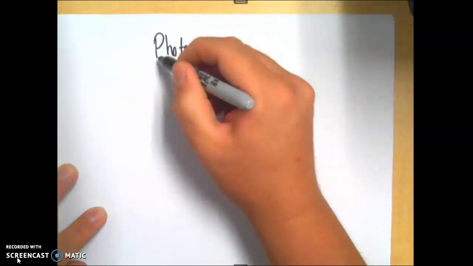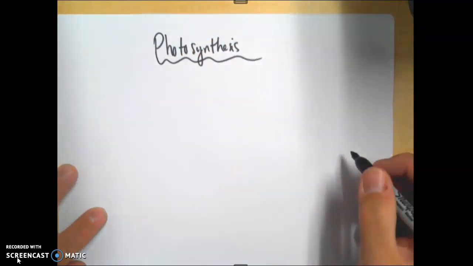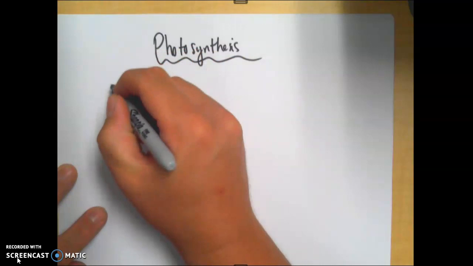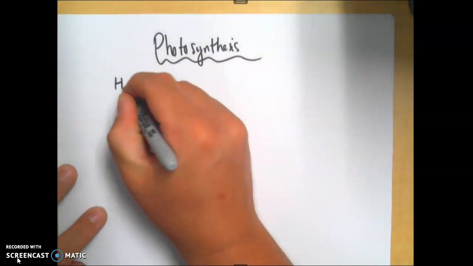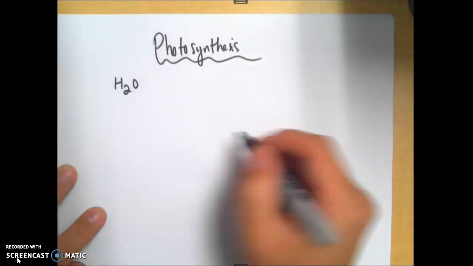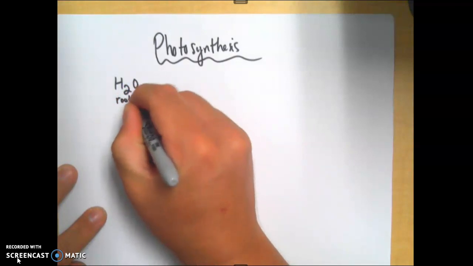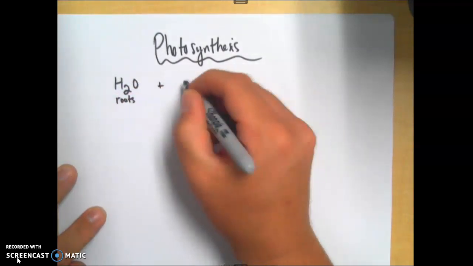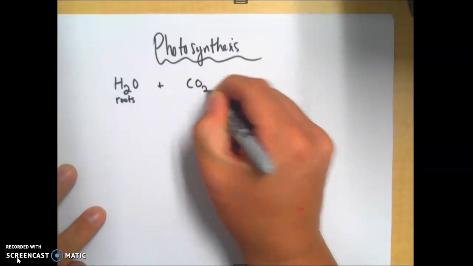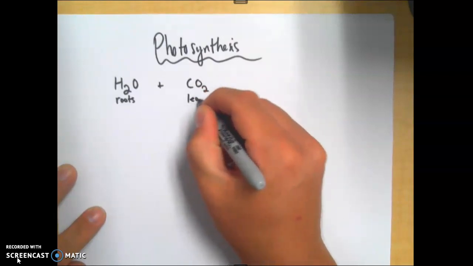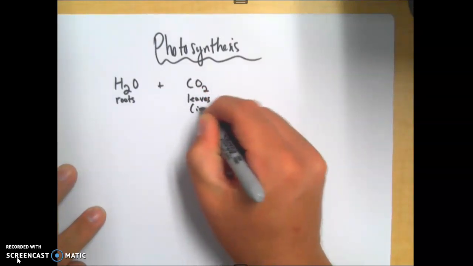Put an I there, and let's go ahead and underline that. And what we need to know is there is a formula. So what I know is that we have this stuff right here that is taken up by the roots of the plants. We also have this stuff right here, carbon dioxide, that's taken in by the leaves, right? So we'll say leaves in.